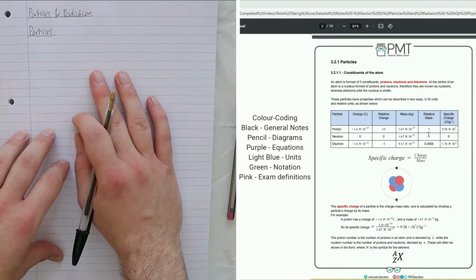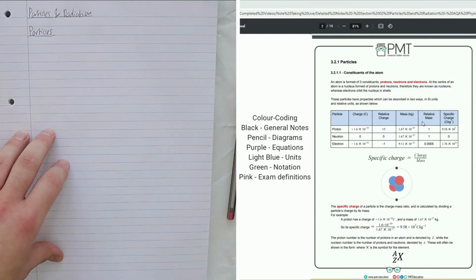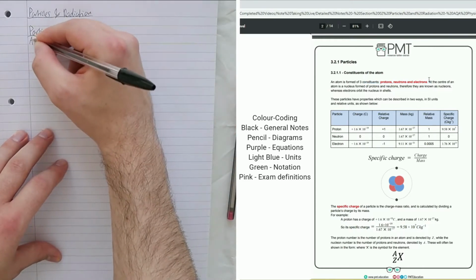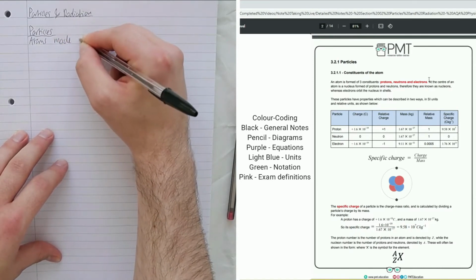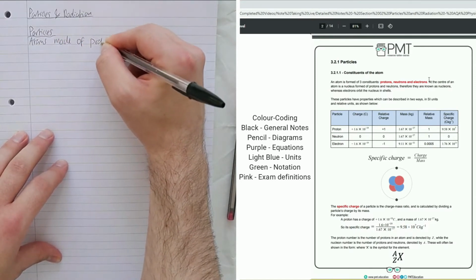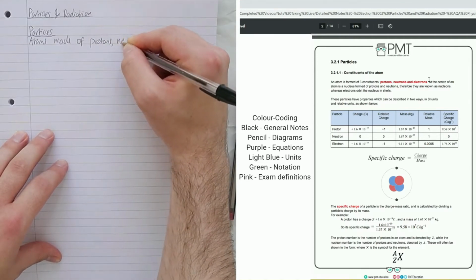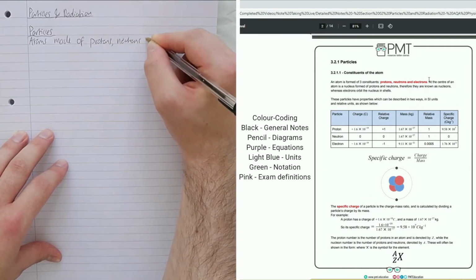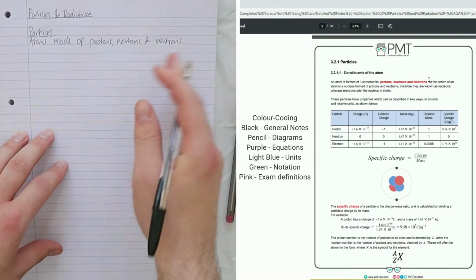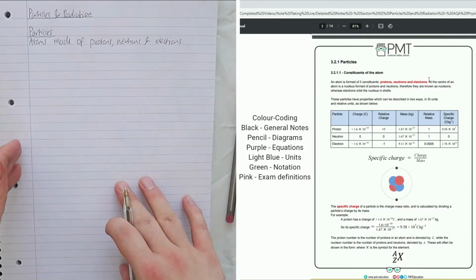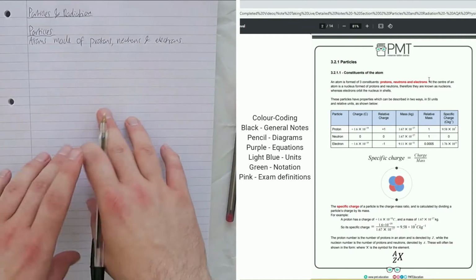So the first part says kind of the constituents of an atom. An atom is formed of 3 constituents: protons, neutrons and electrons. So that will be the first thing I write. Okay, so atoms made of protons, neutrons and electrons. Also, feel free to watch this either on speed 2 or maybe even skip through it so you can just see the process afterwards. And that'll be the first thing.